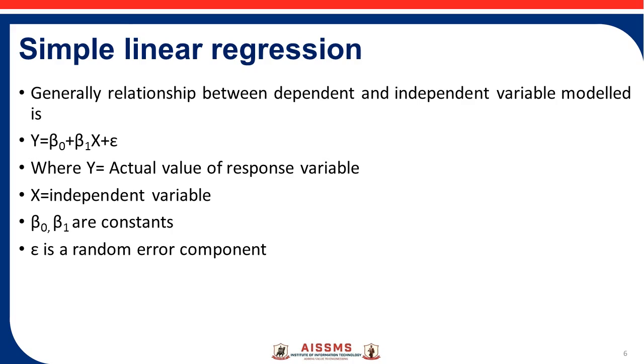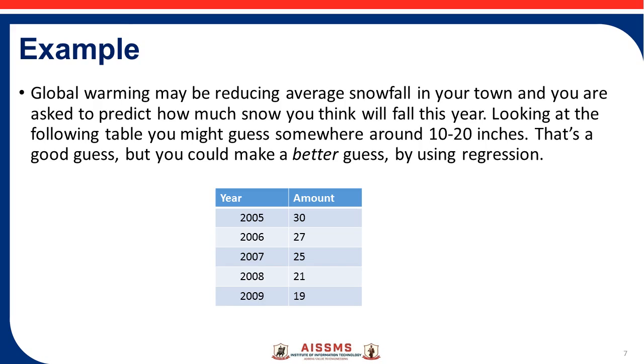Generally, the relationship between the dependent and independent variable model is y = beta 0 + beta 1 x + epsilon, where y is the actual value of the response variable, x is the value of the independent variable, beta 0 and beta 1 are constants, and epsilon is the random error component. So we will see one example of simple linear regression.